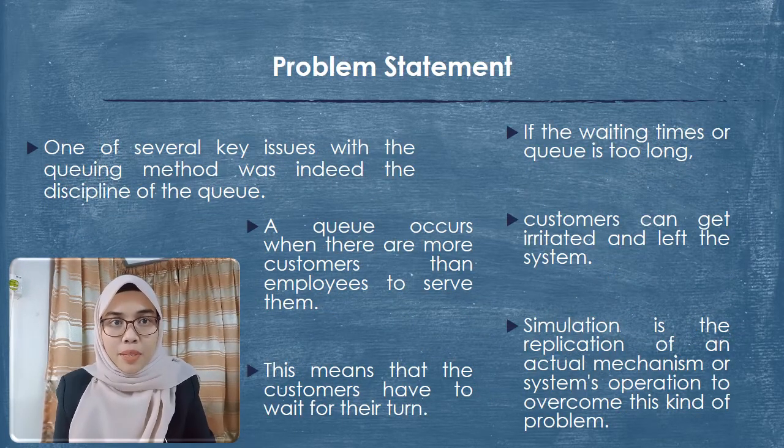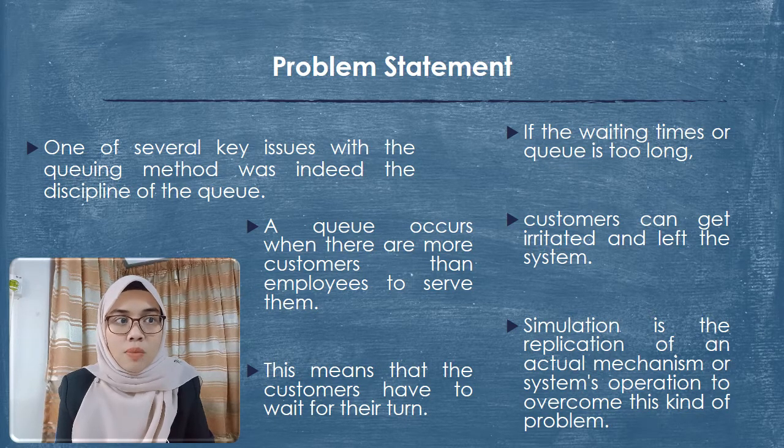For the problem statement, one of several key issues with the queuing method was indeed the discipline of the queue. A queue occurs when there are more customers than employees to serve them. This means that the customers have to wait for their turn. If the waiting times of queues are too long, the customers will get irritated and leave the system. Simulation is the replication of an actual mechanism or system operation to overcome this kind of problem.